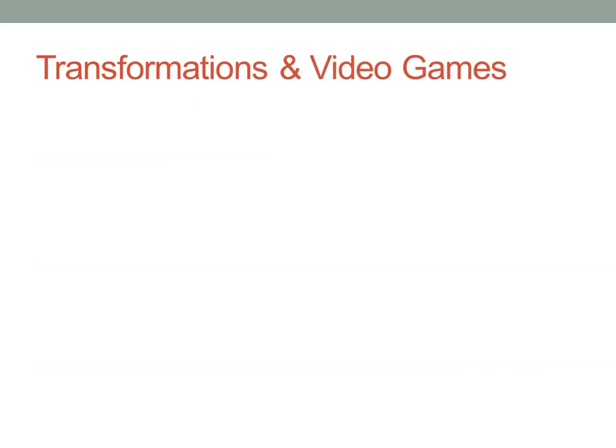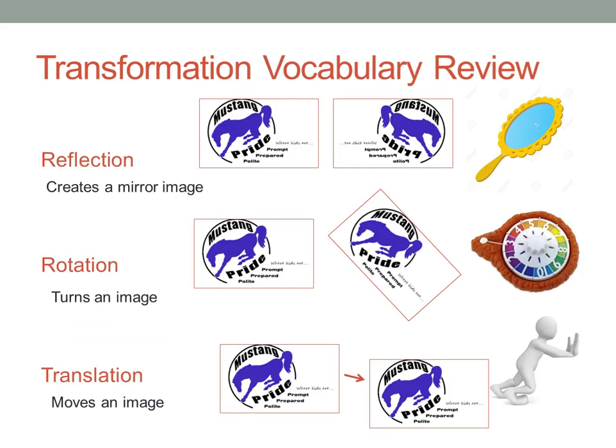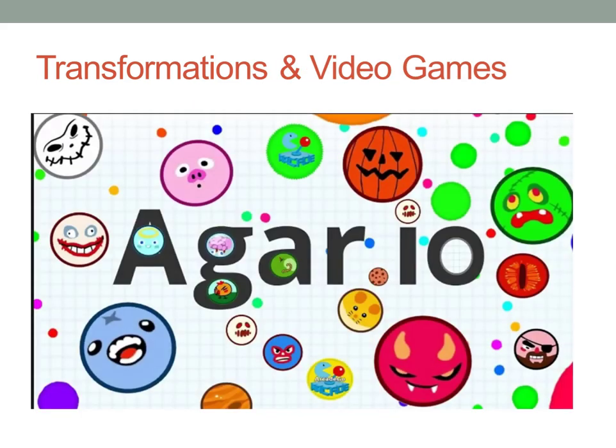And you see transformations all the time in video games. So I know this one's popular, Agar.io. So what type of transformation do you think you see here? Do you think you're seeing reflection, rotation, or translation? I think you're seeing a lot of translation because the circles move around, so it's moving from one point in the grid, and you actually see a grid in the background, to another. And also when you shoot out a smaller ball to capture another one, you're doing a translation at a faster speed.